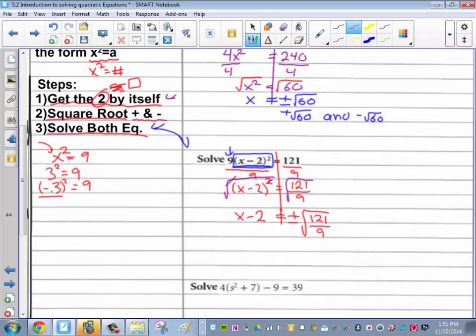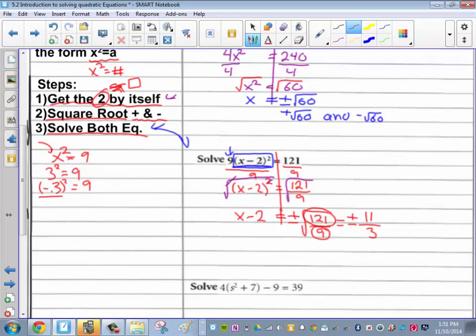The square root of 121, you guys know what the square root of 121 is? Well, you got to ask yourself, what times what is 121? In this situation, 11 times 11 is 121. Okay? And what times itself is 9? Well, 3. So plus or minus the square root of 121 over 9 is actually equal to plus or minus 11 over 3. Isn't that crazy?